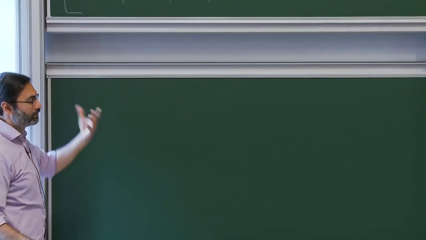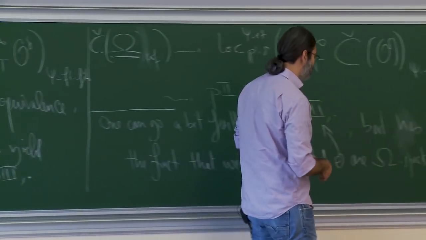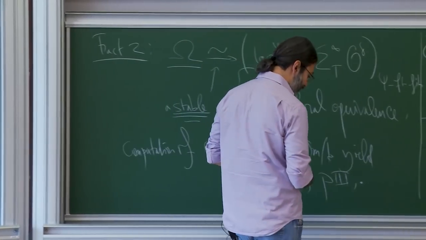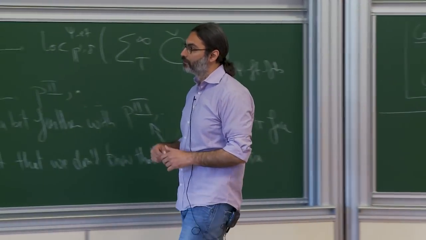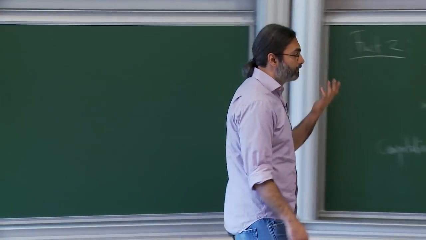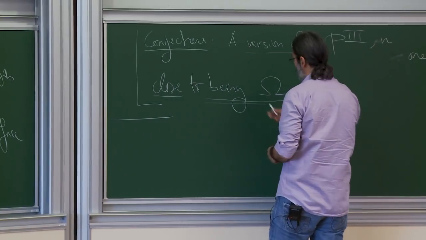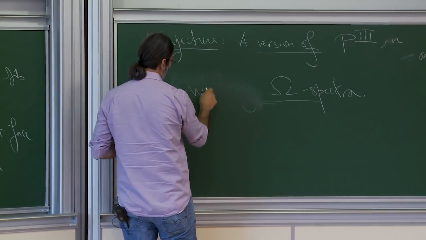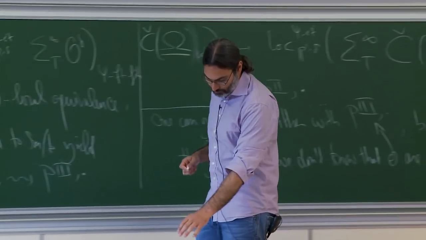So this is a slightly weaker version of the notion of an omega spectrum, and it obviously suffices to solve the problem of commuting the homotopy limit with the stabilization functor. So it's a reasonable definition in this context. All right, so the conjecture that I want to propose today is that a version of this guy will actually be a weak omega spectrum. Okay, so this is what I want to do today.